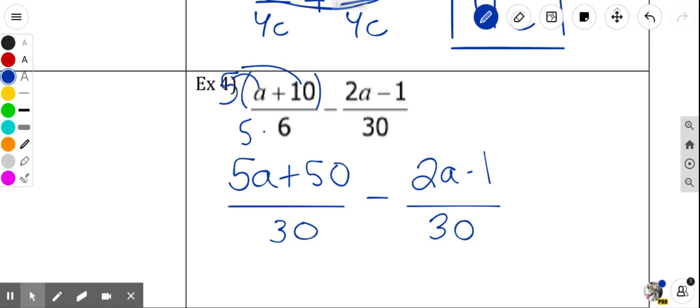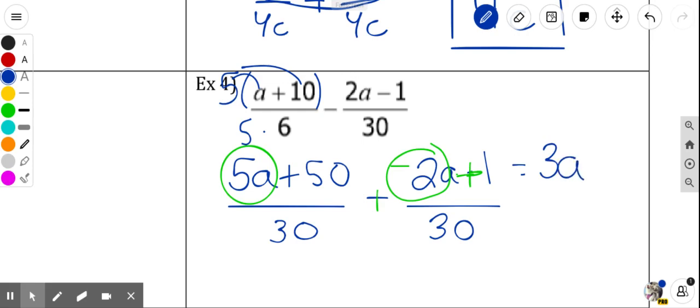Okay, so since we have those denominators the same, now we're just going to subtract the top. So remember, when you are subtracting, you have to distribute a negative to both terms. What I mean by that is this is going to now become a positive, and the negative is going to go here and here, changing this to now positive 1. Once you distribute that negative, then you can combine like terms. So we're going to combine 5a and negative 2a, which is going to be 3a.